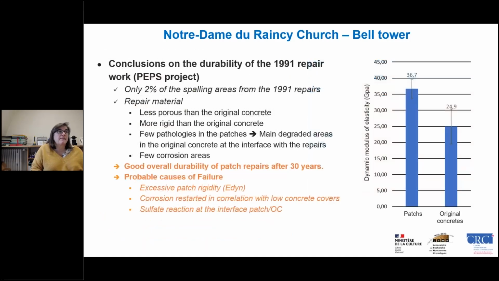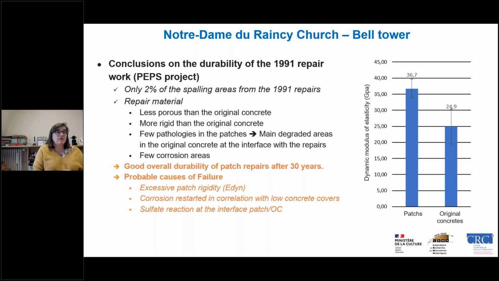So the conclusion that we had, the main issue was carbonation-induced corrosion, and the conclusion of the PEPS project was that only 2% of the spalling area were from the 1991 repairs. And what we found is that the repair material was less porous than the original one, more rigid than the original one. Here you can see the dynamic modulus of elasticity of the original concrete and that of the repair material, so much higher. And you had few pathologies in the patches.